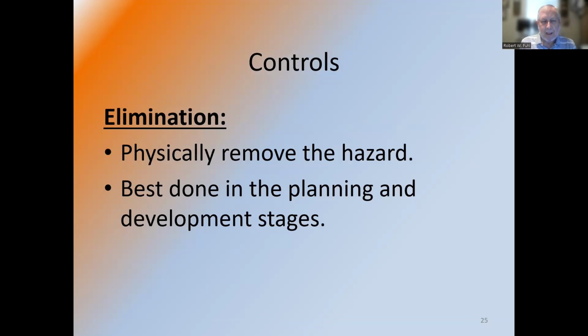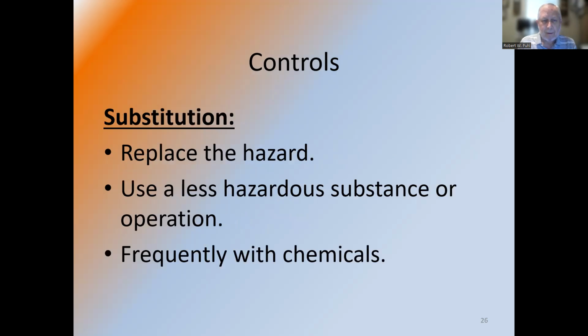So again, elimination. The short definition of elimination is physically remove the hazard. It's good that you know that too. Best done in the planning and development stage. It's harder to do when something's already up and running. Substitution: replace the hazard. Use a less hazardous substance or operation, and that's frequently used with chemicals. You could do other things too. You could have something with a higher voltage of electricity, and you can have something that's lower voltage. That would be a substitution.